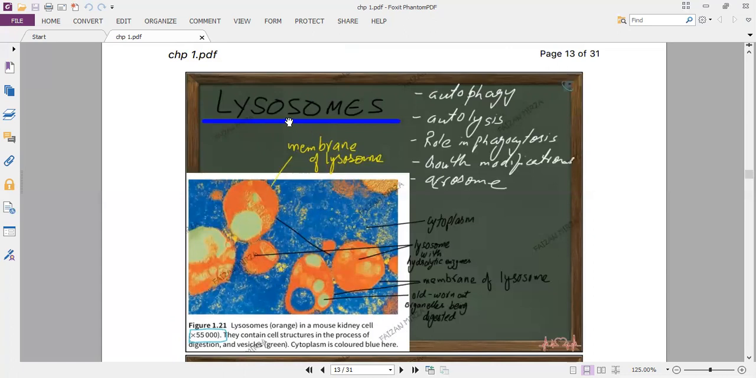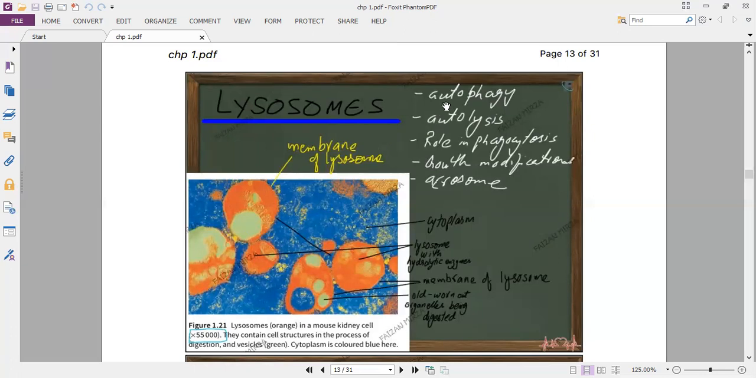Lysosomes are the Golgi vesicles only, but these Golgi vesicles have up to 50 different hydrolytic enzymes that can carry out various functions of digesting almost all the kinds of biological molecules that can be given to them. This diagram, 55,000 times magnified, shows you the membrane of lysosome enclosing this orange structure. This orange thing here actually is the hydrolytic enzymes, and these greenish yellowish structures here are the various structures of the cell in various stages of being degraded.